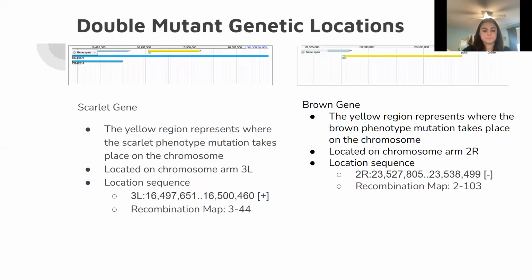So the 2 pictures on this slide represent the genetic location of where the scarlet gene and the brown gene mutations take place. The yellow region on each of the pictures highlights where this happens. The scarlet gene is located on the 3rd chromosome on the left arm, and the brown gene is located on the 2nd chromosome on the right arm.